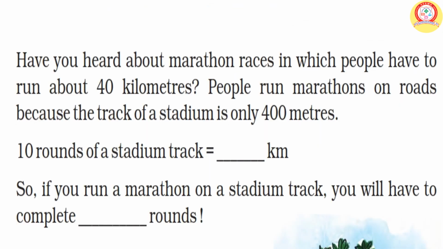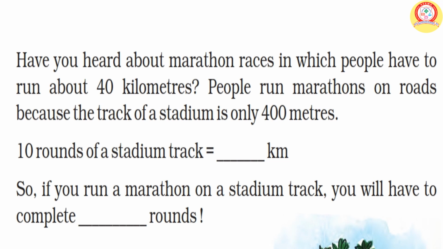Page number 17. First question. Have you heard about marathon race in which people have to run about 40 kilometers? People run marathon on roads because the track of a stadium is only 400 meters. 10 rounds of a stadium track is equal to dash kilometer. So if you run a marathon on a stadium track, you will have to complete dash round.